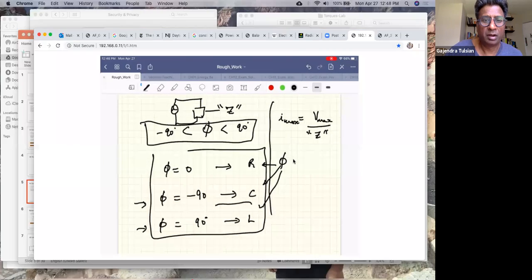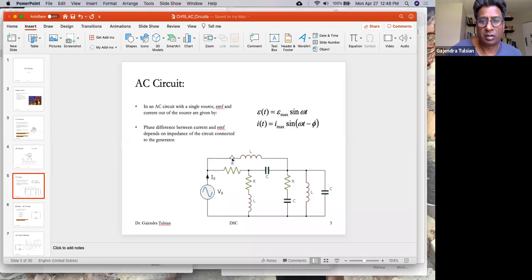Again, this is the general circuit that's connected to this AC source. What we are interested in is the amplitude of the current and the phase shift. That gives you a brief overview of this chapter, and I will stop recording.